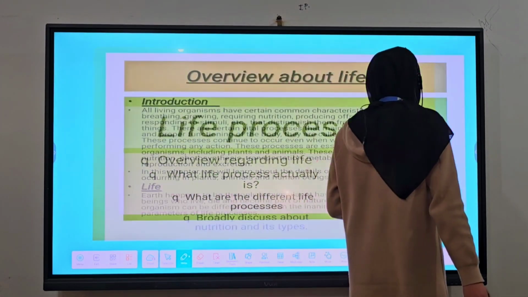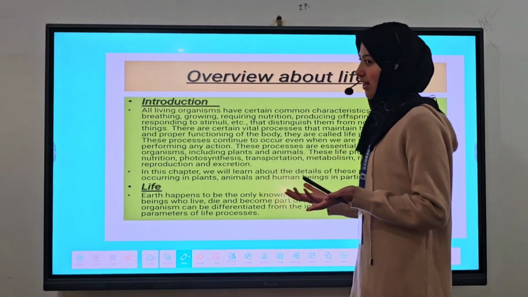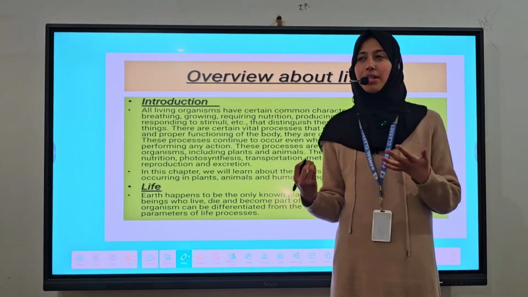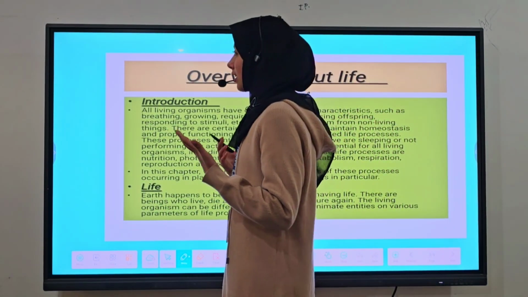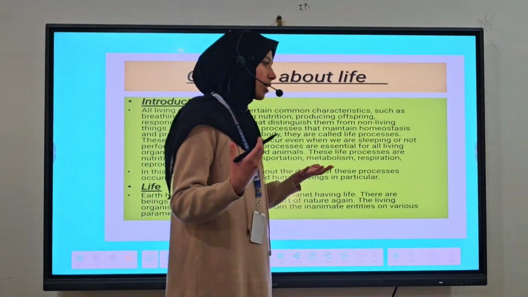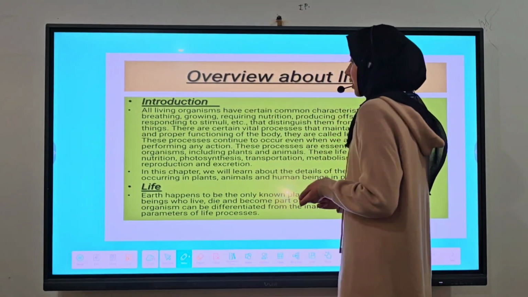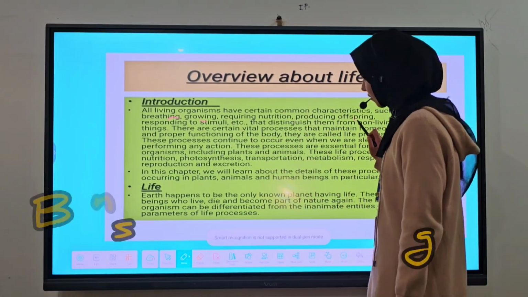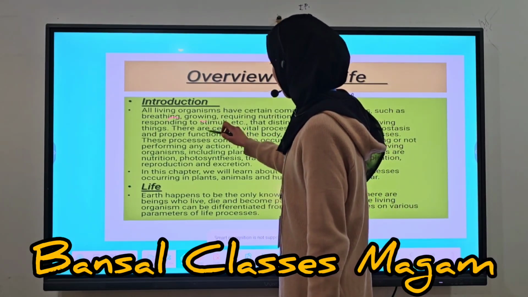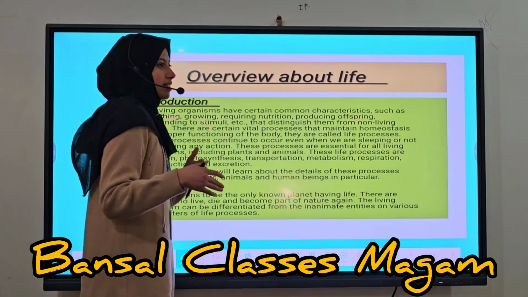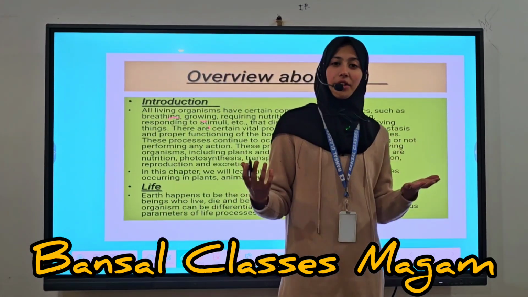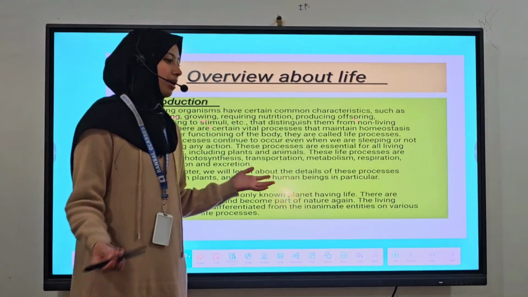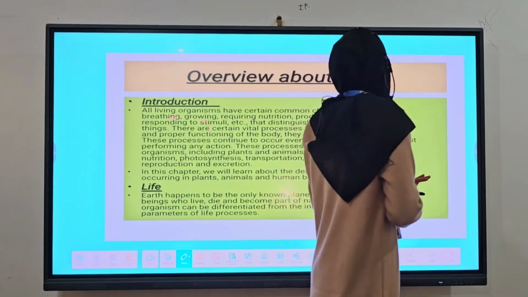Coming to our first slide, what is life actually? All living organisms have certain common characteristics like breathing, having nutrition, growing, and many more. Like we have here: breathing, growing, nutrition, producing offspring, and responding to stimuli, etc. These things distinguish living beings from non-living things, such as the stable, this board, the pen, and stuff like that.